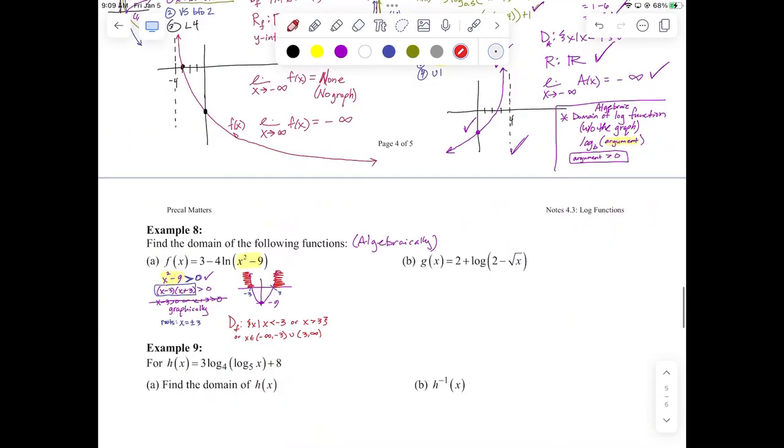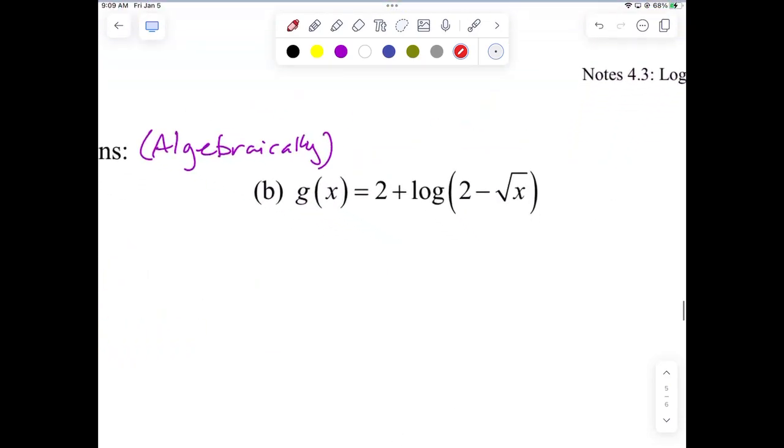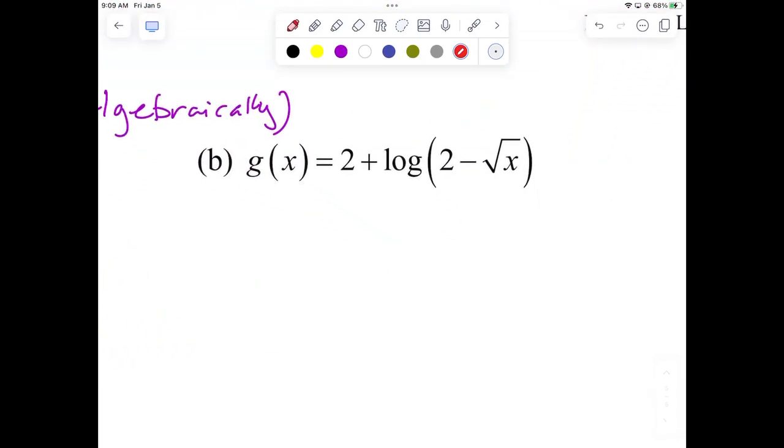All right, let's look at letter B. I have g of x is 2 plus log of 2 minus the square root of x. I want to find the domain. So I take my argument, 2 minus the square root of x, and I say it's greater than 0. Can I solve that inequality algebraically? No, because it's not linear. So I need to solve it graphically.